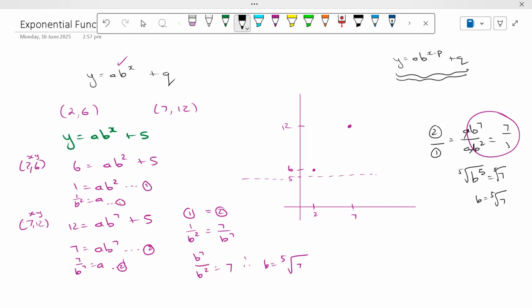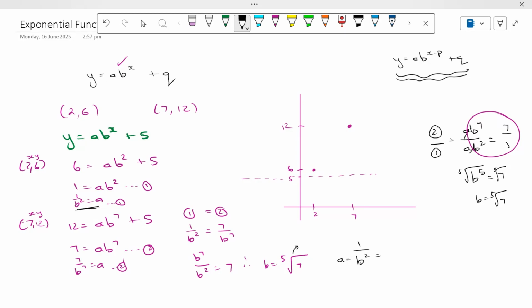So to get a, I would put it into one of those equations. a is 1 over b squared. So a equals 1 over b squared. And that's 1 over the fifth root of 7 squared. All right. If I want to, I can see this one might be even better because it's a 7th root. Let's not use the b squared one. Let's say I did that rather. a equals 7 over b to the 7, because that would be better to use. Actually, it won't make a difference. Let's go back to where it was. So 1 over b squared.